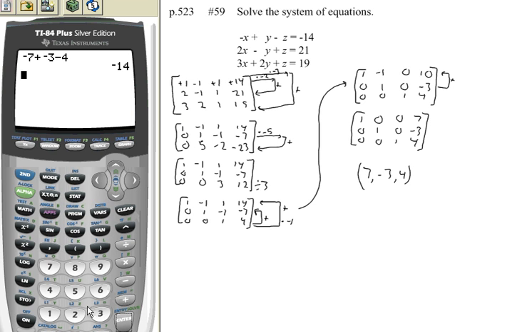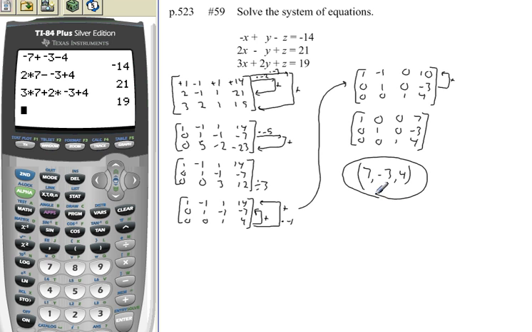Let's do it for the second equation. 2 times 7 minus -3 plus 4. That gives me 21. Now let's do that for the third equation. 3 times 7 plus 2 times -3 plus 4 equals 19. So since plugging 7, -3, and 4 works for all these equations, it is the one solution for this system of equations.